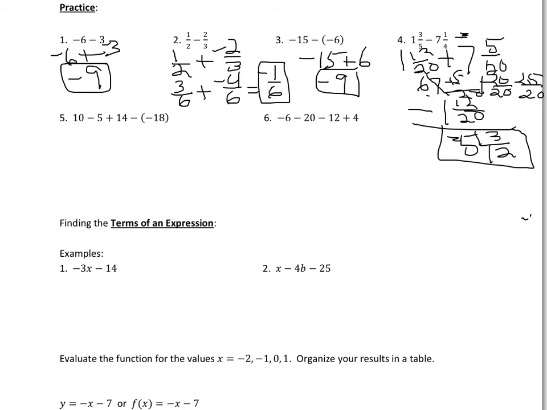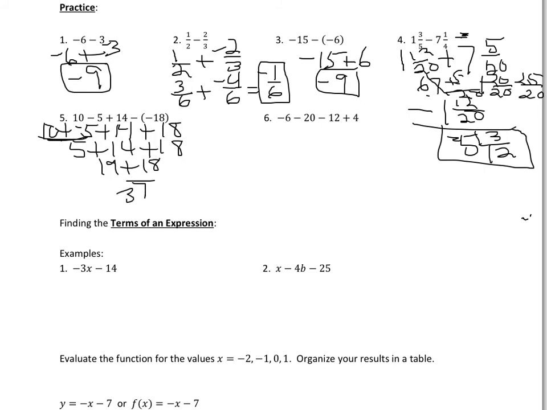Example 5, I would make this 10 plus a negative 5 plus 14, that stays plus a positive 18. I changed all my subtraction to addition. Now, I've only got one negative sign there. And this is actually a pretty easy problem, so I don't have to put stuff together. 10 plus a negative 5 is 5. And now I have all positives, so it's making my life a little easier. Basically, I have 19 plus 18, which is 37.